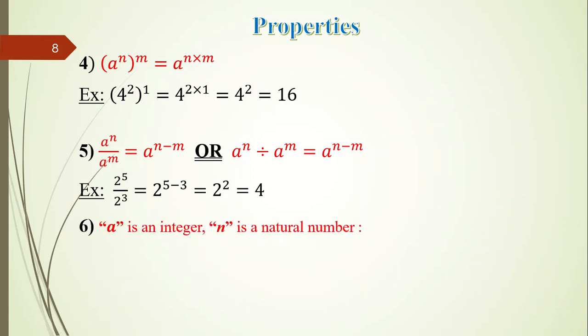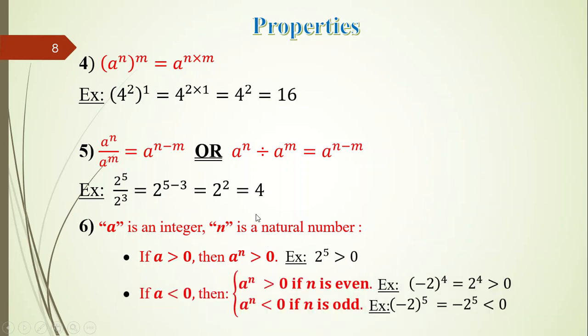A is an integer, n is a natural number. If A is positive, it means greater than 0, then A power n is positive. So if you have 2 power 5, 2 power 5 is greater than 0 since the base, which is A, is a positive number, okay?